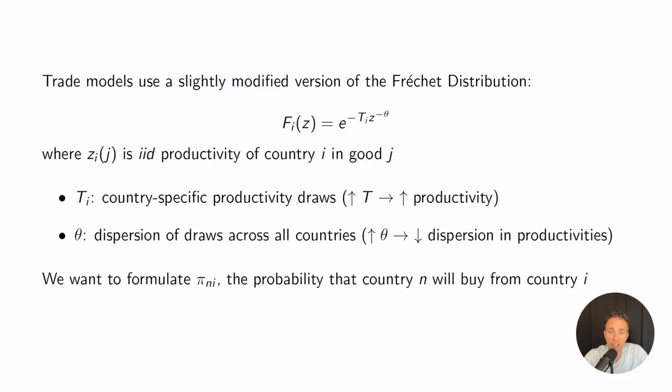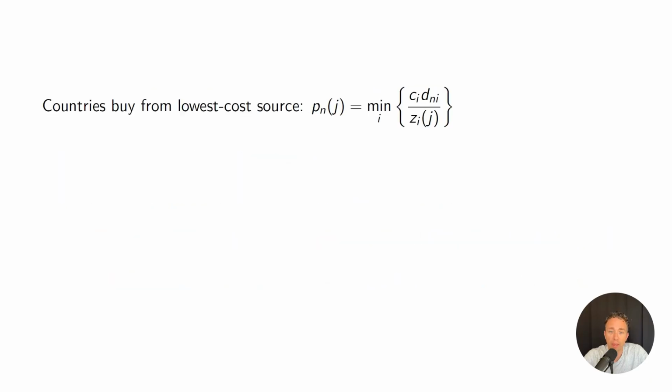The key idea, or the key empirical formula, that Eaton and Kortum want to come up with is a formula for the probability that country n will buy good j from country i, and they're calling this pi sub ni. You can think of this theoretical object as being similar to the choice probability in a McFadden discrete choice model. And then where does the Fréchet come in?